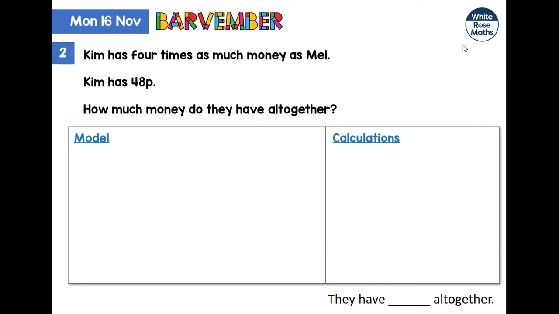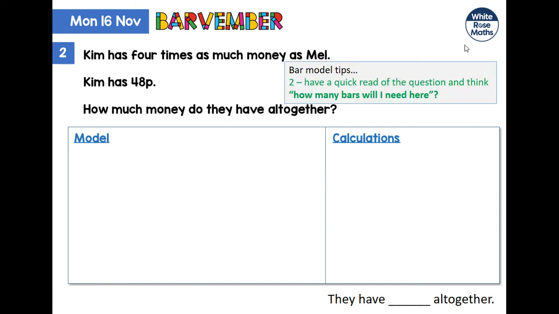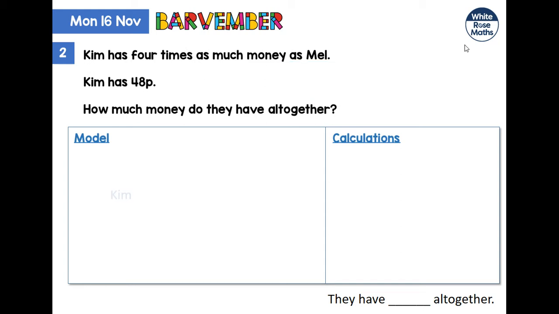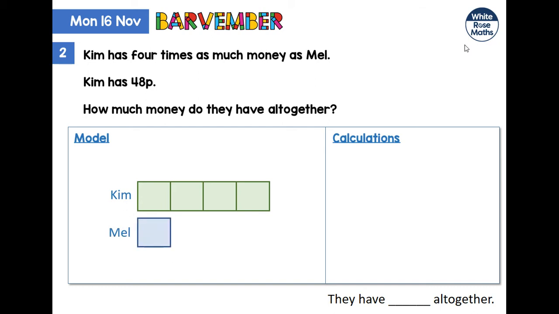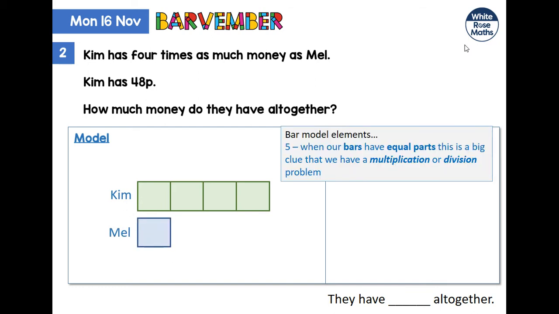Question 2. Same starting point, how many bars? Well, a bit of a throwback here to Mel and Kim. And so I think we're going to have 2 bars, one for Mel, one for Kim. Kim has 4 times as much money as Mel. Equal parts. Big clue that we're going to be doing some multiplication or division. Always look out for equal parts when we're bar modelling.